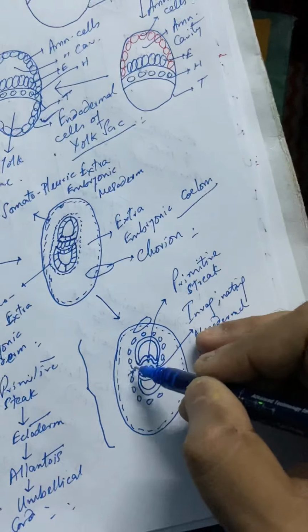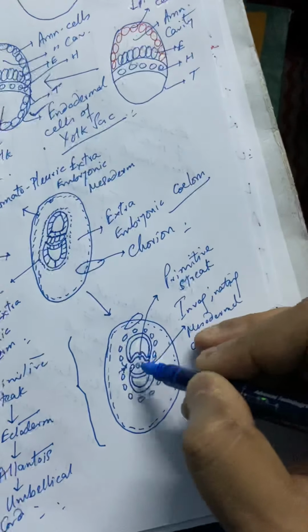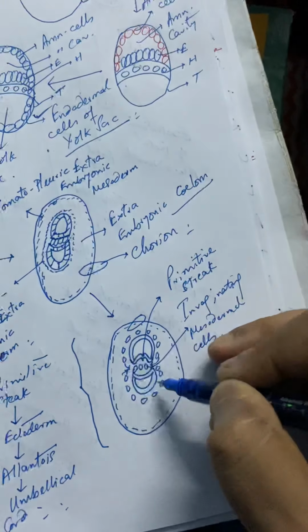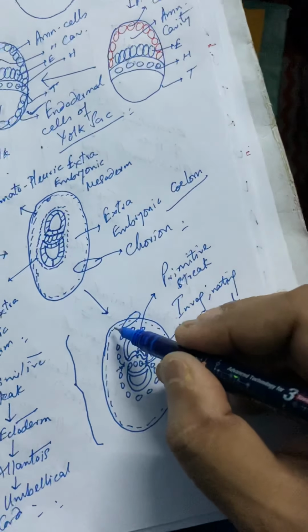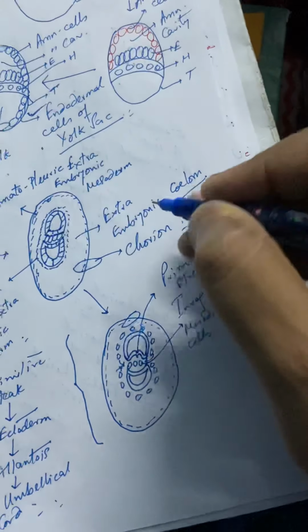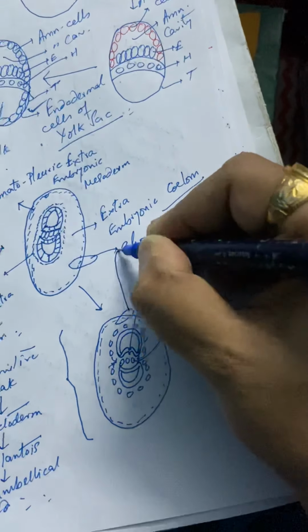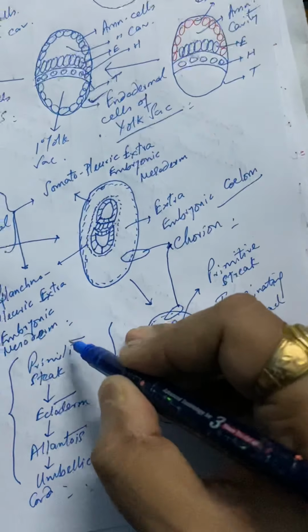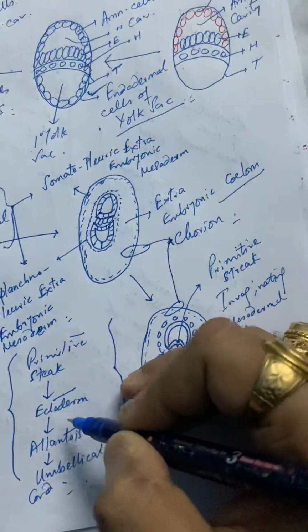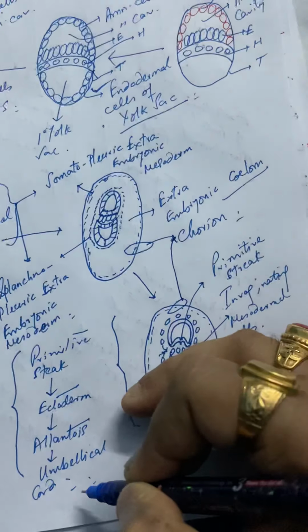So these mesodermal cells will actually invaginate within this gap, and what happens is the final structure, and outer to that is the trophoblast along with the somatopleuric extra embryonic mesoderm, which is basically called the chorion. As you can see here, this is the chorion. Now what happens, from the primitive streak it converts into ectoderm and followed by the formation of allantois and finally the formation of umbilical cord.